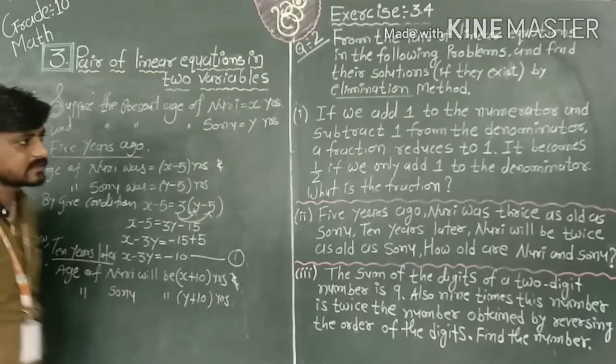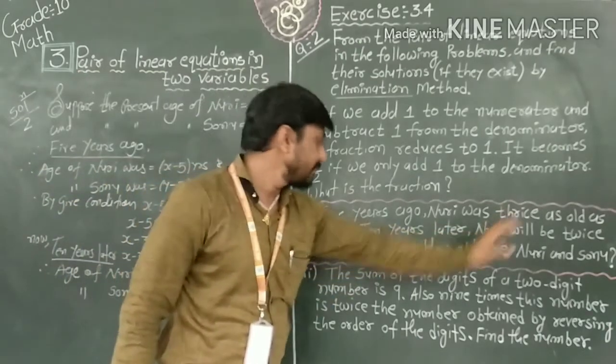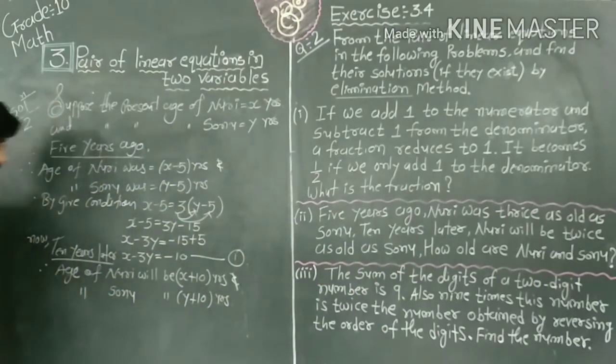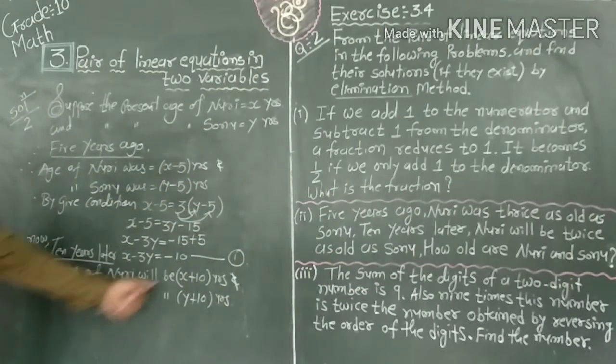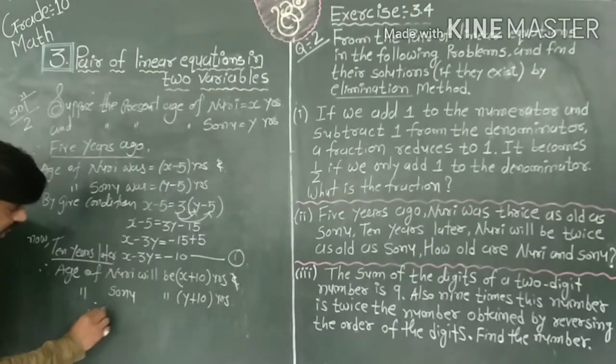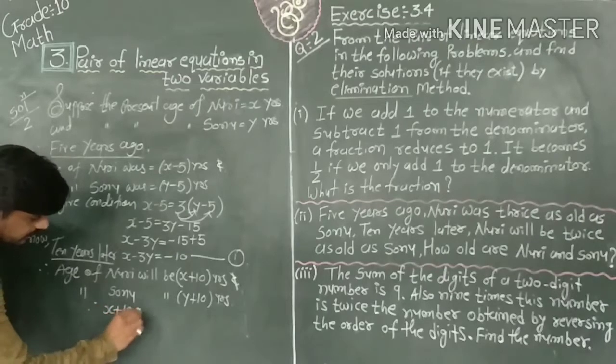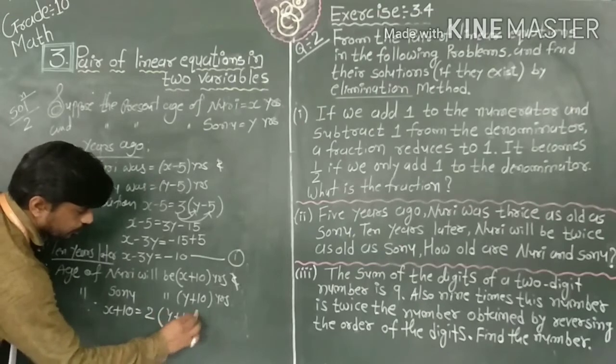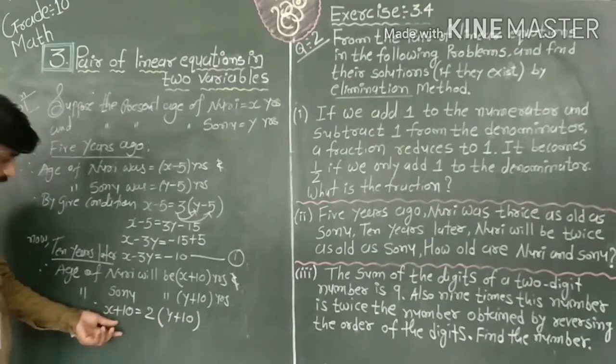And what is the condition? Nuri will be twice as old as Sonu. This time Nuri will be twice, that means Nuri will be twice with respect to Sonu. This is our second equation.